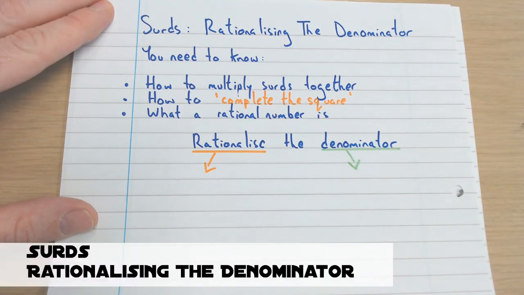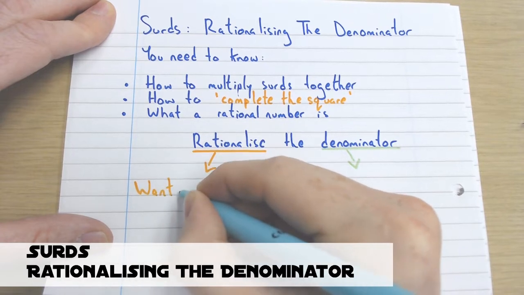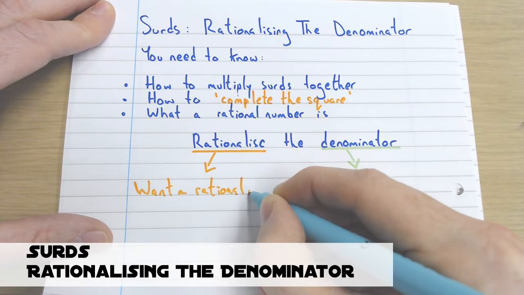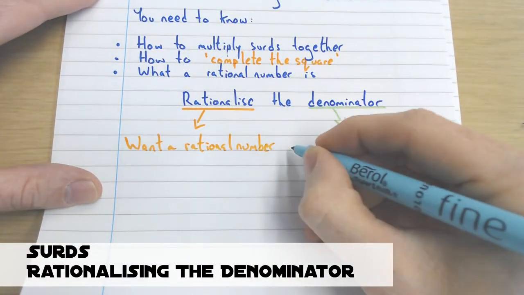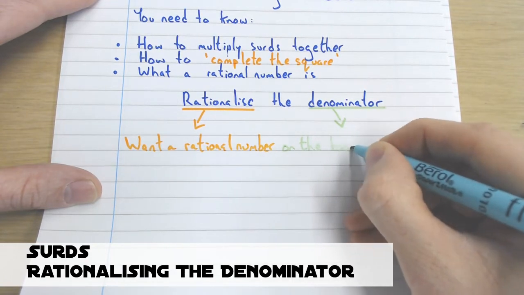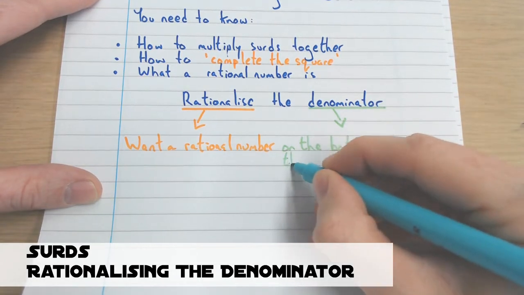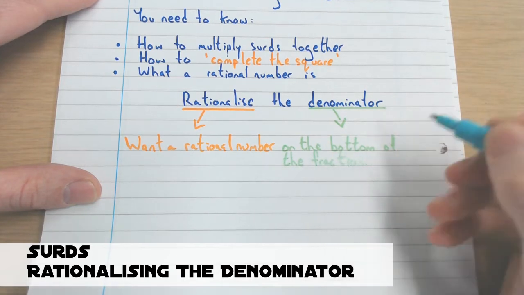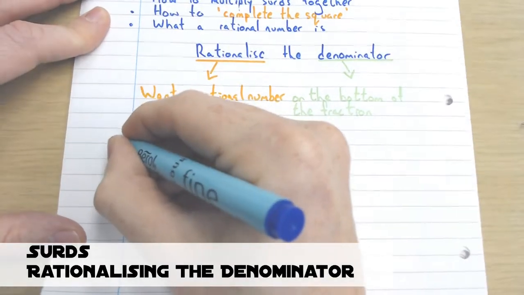Hello, and today we're going to look at how to rationalize the denominator of a fraction with a surd on the bottom. What rationalize the denominator actually means is that we want a rational number on the bottom of our fraction, the denominator being the bottom of the fraction, of course. The whole point of this is to try and make the fraction easier to divide. So we're going to look at 3 easy examples and then 2 harder examples.